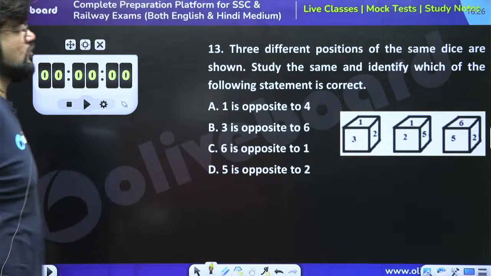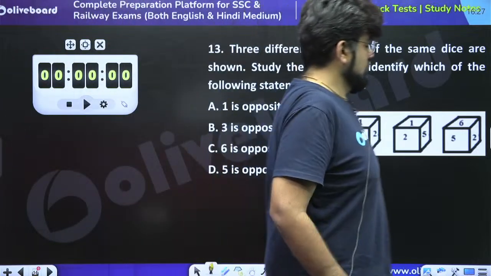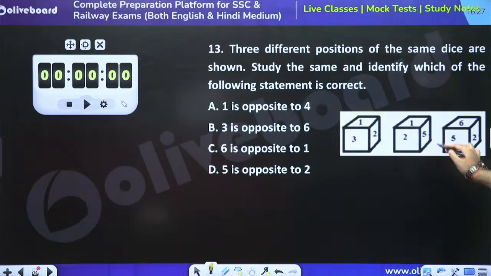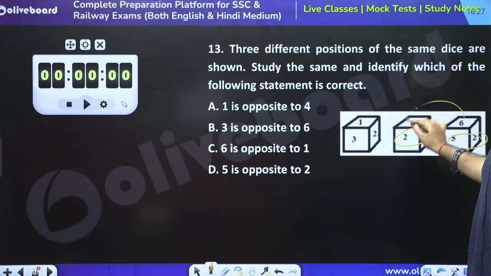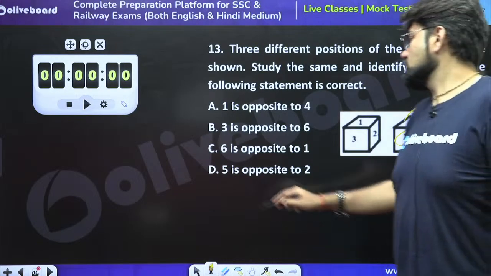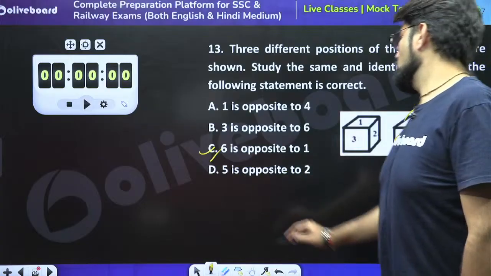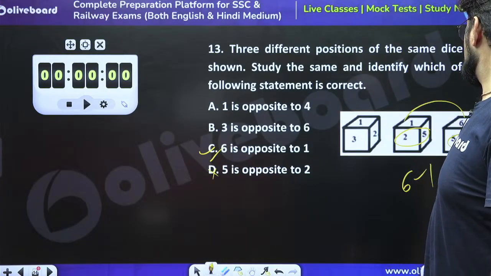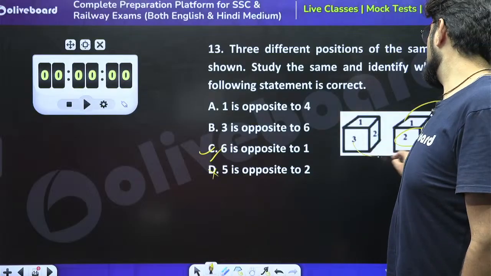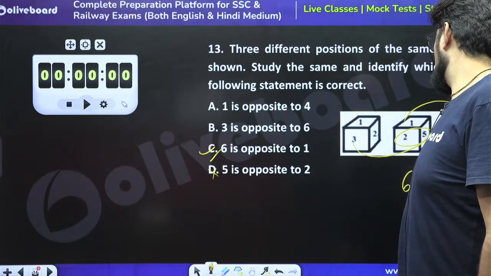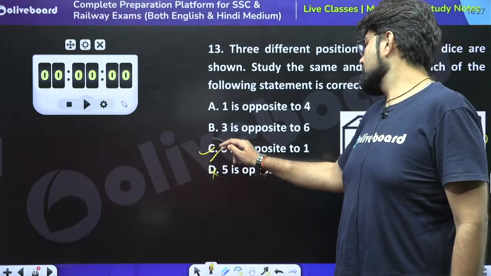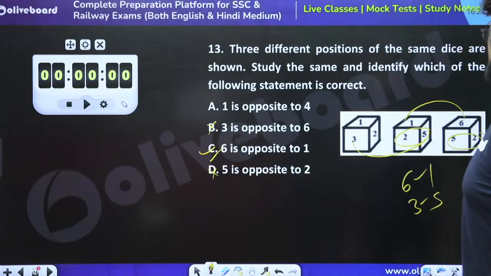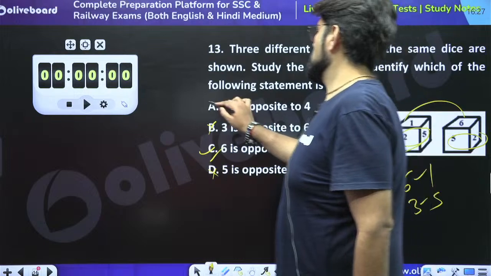See, 6 is opposite to 1. Which of the following statements is correct? So we can see 2, 5, 2, 5. 6 is opposite to 1. This is definitely true. So option C is the right answer. 5 is not opposite to 2. 3 is not opposite to 6. 3 is opposite to 5. It's visible from here. 6, 1, 3, 5. So 2, 4, no? 1 and 4 cannot be opposite.